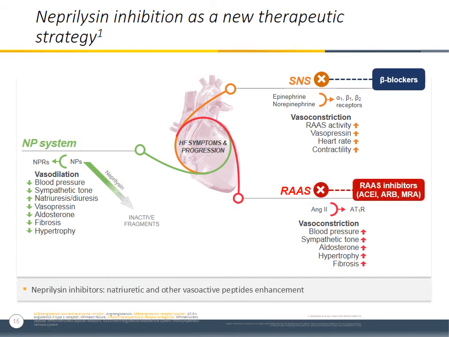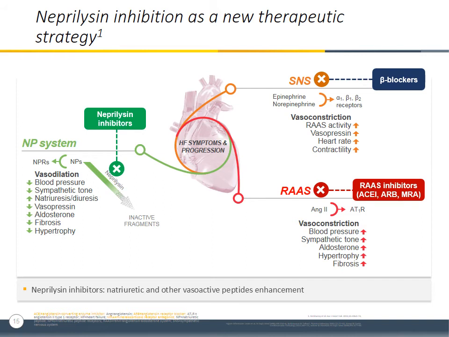So for example, beta blockers are there. Beta blockers are basically the sympathetic nervous system drugs. RAS inhibitors, there are three important drugs. One is ACE inhibitors, angiotensin converting enzyme inhibitors, and there is the ARB, angiotensin 2 receptor blocker, and also the mineralocorticoid receptor antagonist. So these are also examples of the RAS inhibitors.